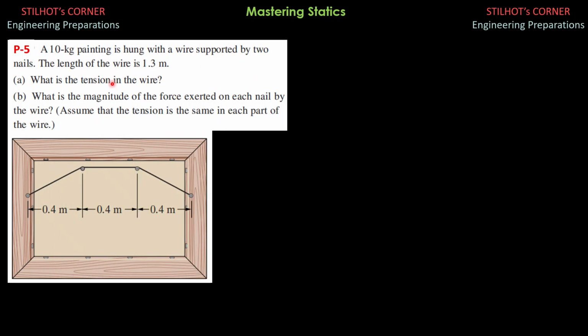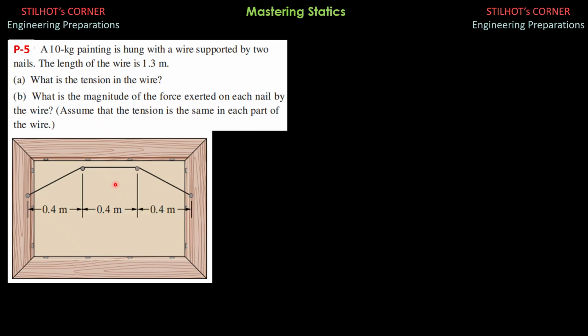Problem 5. A 10-kilogram painting is hung with a wire supported by two nails. The length of the wire is 1.3 meters. So part A, what is the tension in the wire? And part B, what is the magnitude of the force exerted on each nail by the wire? So we have the hint here that we have to assume that the tension is the same in each part of the wire. So in other words, the nails are frictionless.